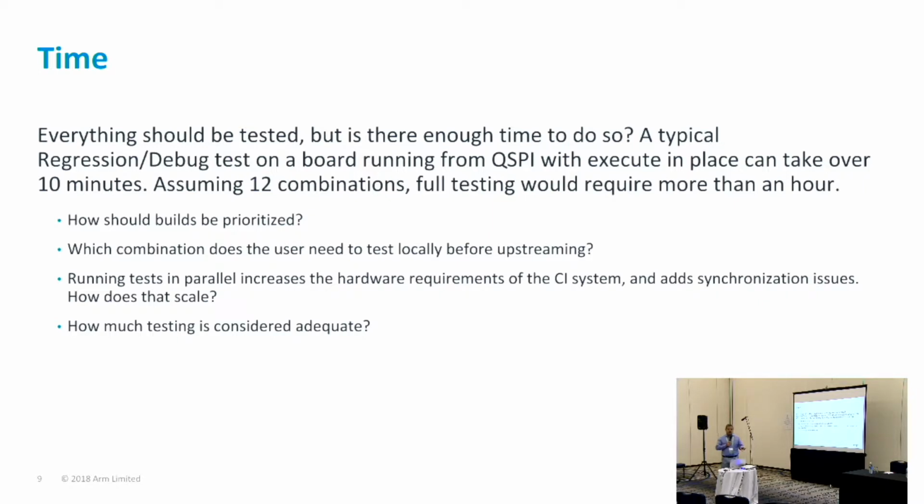So, the question is, how are we prioritizing builds? Which builds should a developer be testing before he pushes a patch upstream? And assuming on the back end that we use parallel builds for different platforms to optimize the hardware testing, this will significantly increase the test farm hardware requirements and will add synchronization issues. And in the end, the question is, how much testing is considered adequate, and how much can we be smart about it.